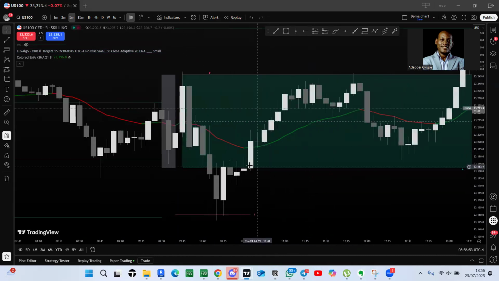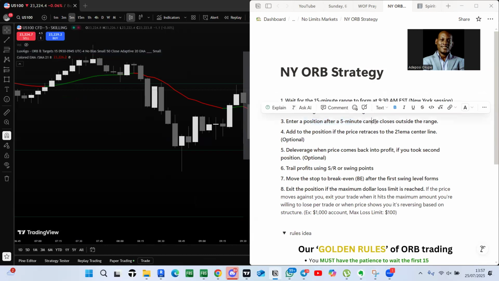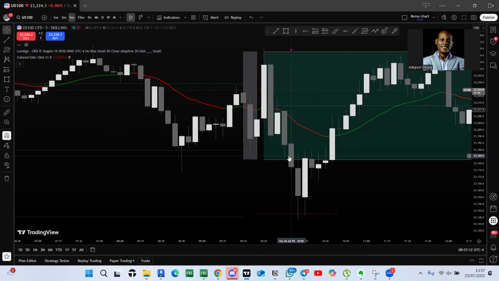Now, what I'm looking for is the first candle to break and close below or above. All right? This one wicked above, so it doesn't count. This is one that closed above. Can you see that? So we'll enter a position after the first 5-minute candle closes outside the range. So basically, we are going to enter a short position.